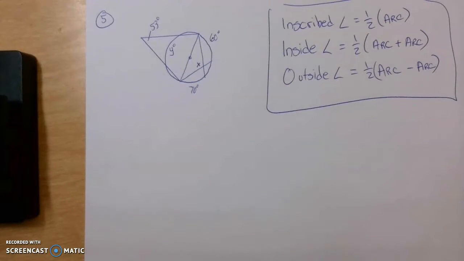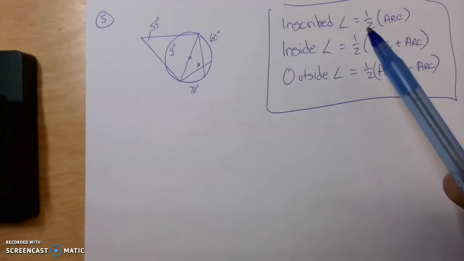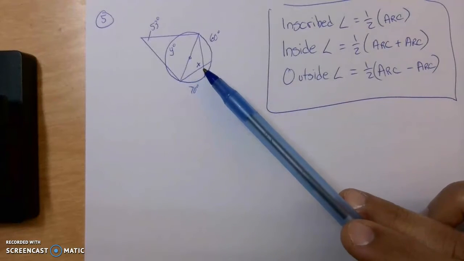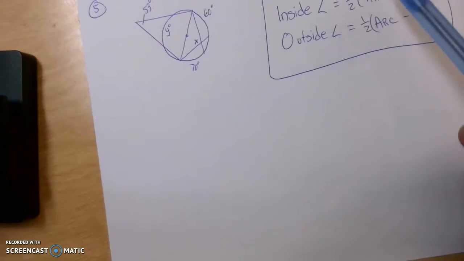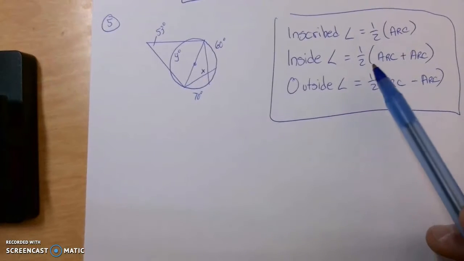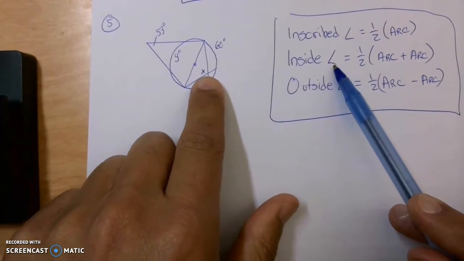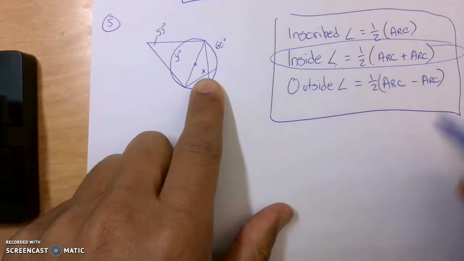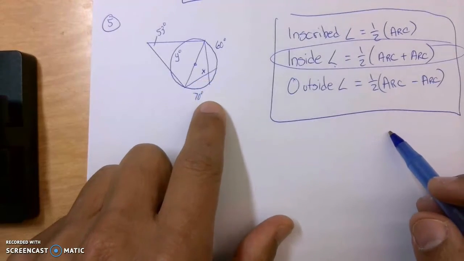Okay, we're going to do number 5 here. We've got an interesting picture. There are a lot of lines here. Here are the basic formulas. We're going to figure out angle X here, and angle X, obviously, is inside the circle. So we're going to use this formula for angle X. It is going to be 1/2 arc plus arc.